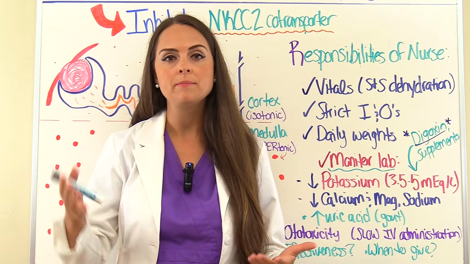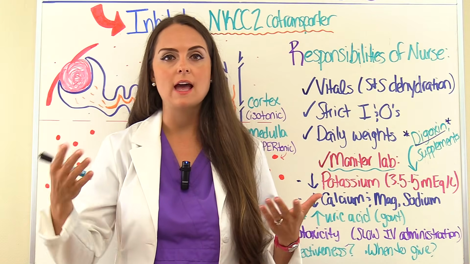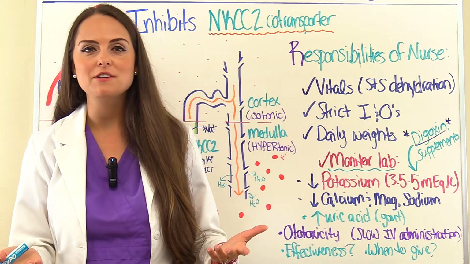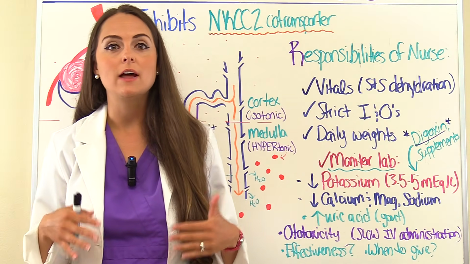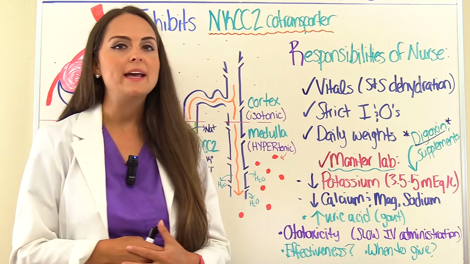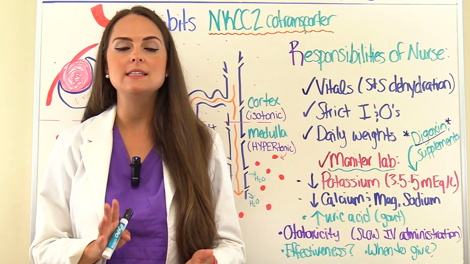And if they have the Foley, you can just look and see how much urine was put out of the Foley. Plus, we want to make sure that they're putting out enough urine and that we're not sending them into renal failure. And we're going to be collecting their weights daily at the same time using the same scale.